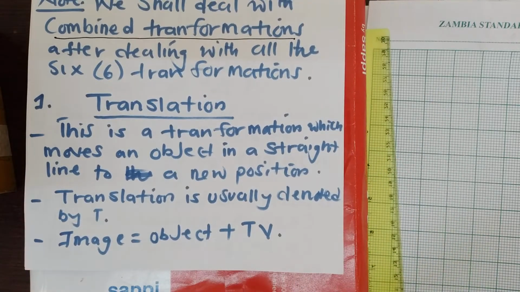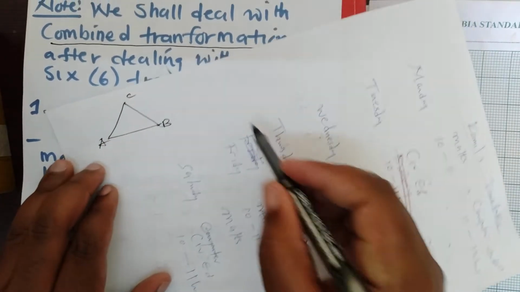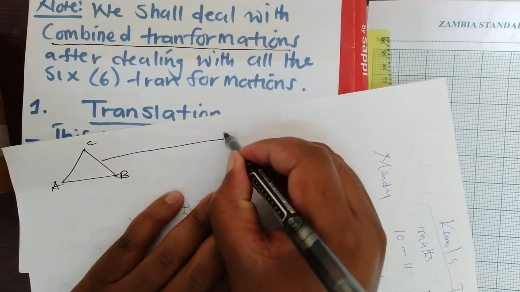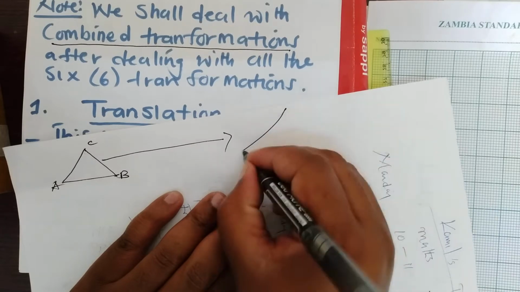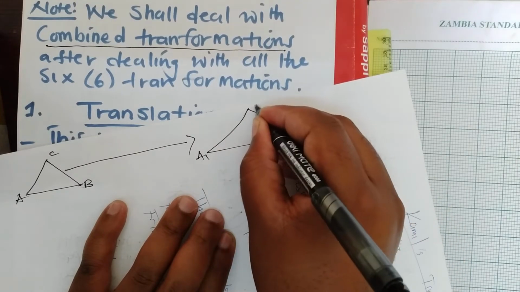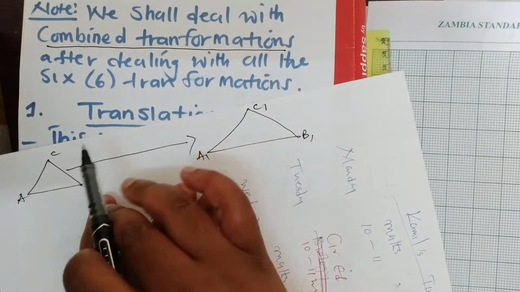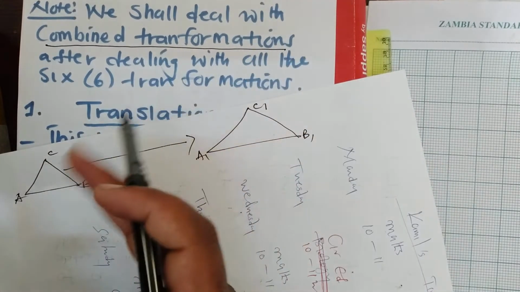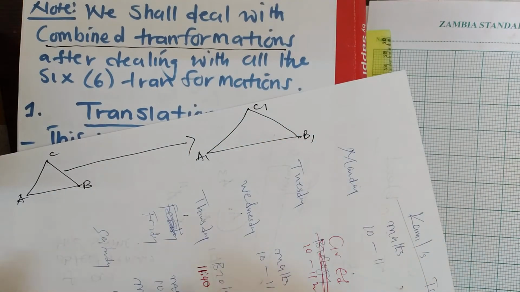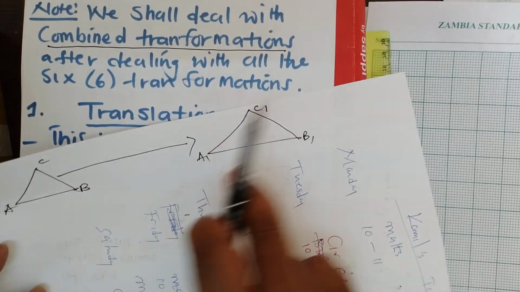Okay, so you might have an object here called triangle ABC. If this is moved to a new position, which is maybe A1, B1, and C1, for you to tell that this is a translation, one, you must see that there's change in position, and that the size of the object and the image should be the same. They should be the same, but there exists a change in position. So there must be change in position.